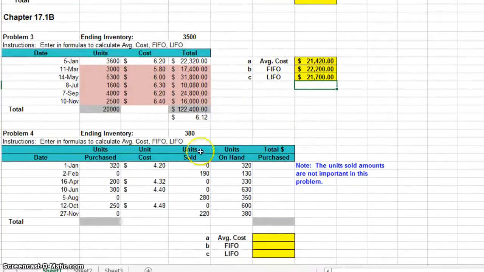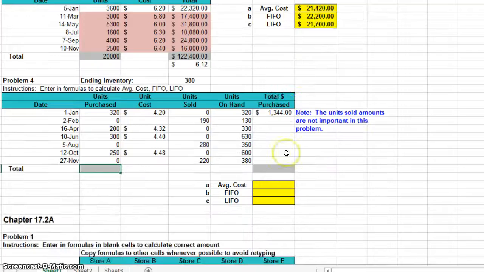And you will have another problem to do down here in problem 4. You will have to do the multiplication here to get the total purchase column. And I'll just do the first one here for you. Units purchased here were 320. The unit cost was 420. And there's our total purchased for January 1. And you'll want to get all of those. You'll have to get totals down here and a total here so you can do your average cost. And then do it exactly the way that we did it up here in problem 3.